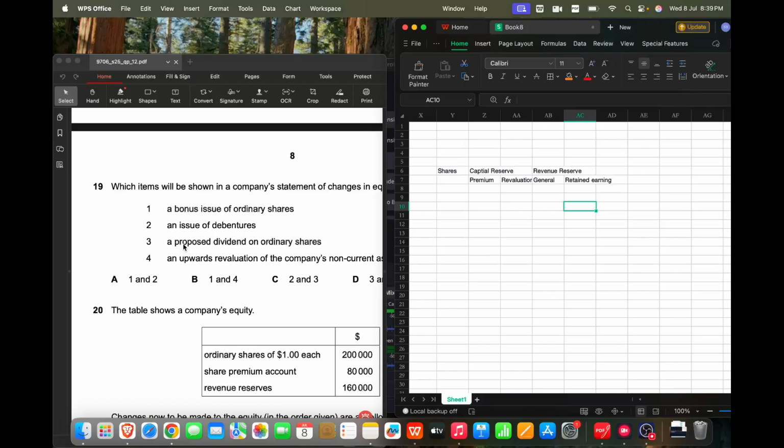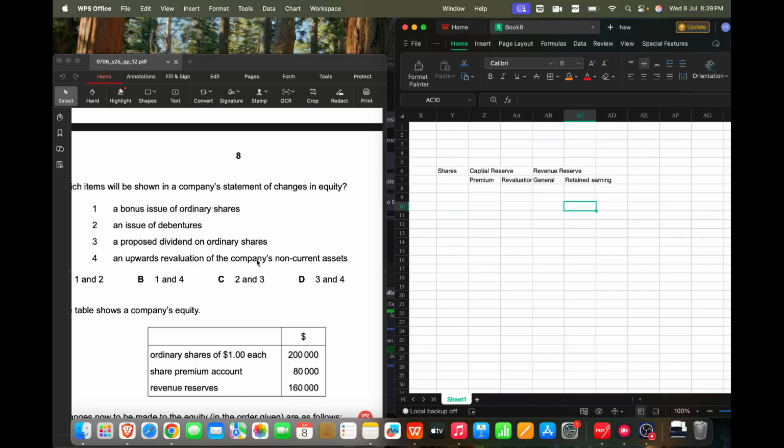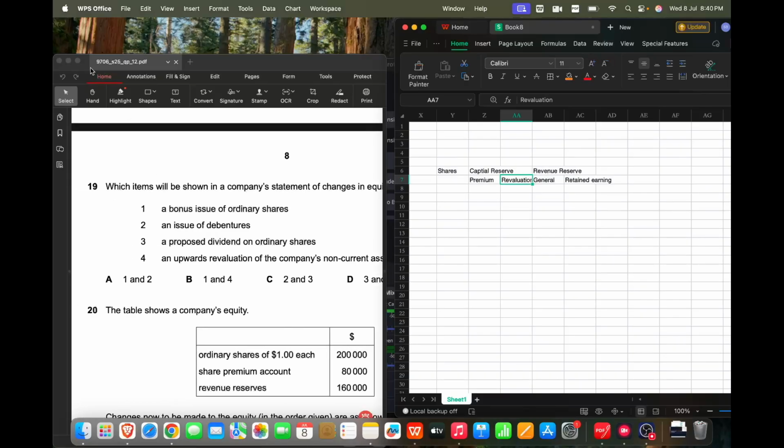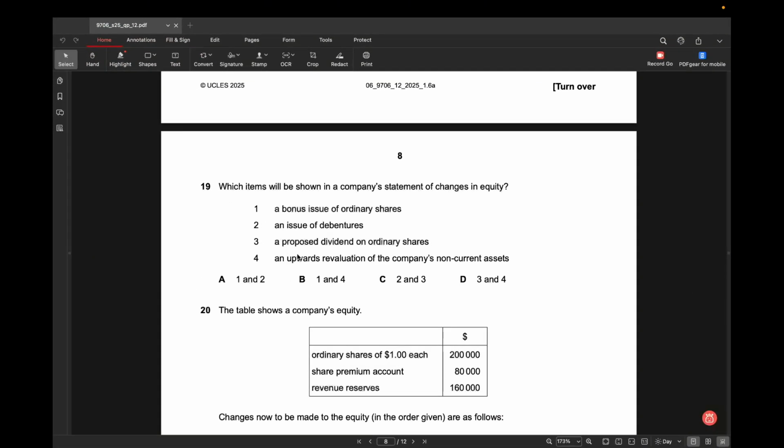And a proposed dividend of ordinary share. When we are giving dividend, we should record it, but this is only proposed dividend. So in a statement of changes in equity, we write paid dividend and not proposed dividend. And then the fourth one, an upward revaluation of company's non-current asset. When we revalue non-current asset, the increase or decrease in the value should be recorded in the revaluation reserve. So this is recorded out here. For your 19, correct answer is 1 and 4, which is B.